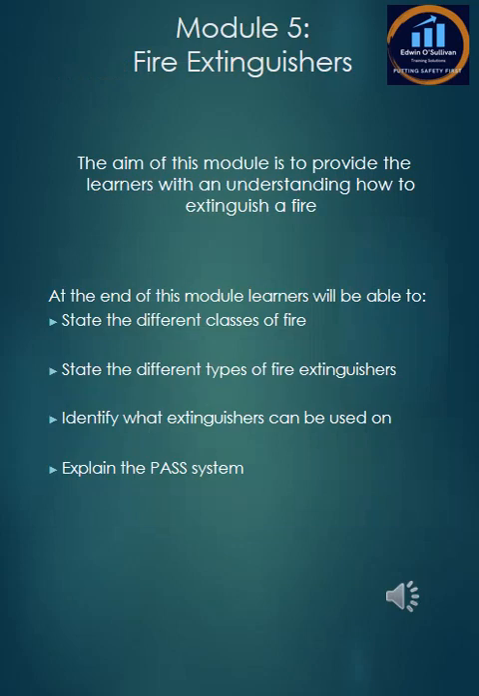Now we'll move on to Module 5, Fire Extinguishers. The aim of this module is to provide the learner with the understanding on how to use a fire extinguisher. At the end of this module, the learner will be able to state the different classes of fire, state the different classes of fire extinguishers, identify what extinguishers can be used on what class of fire, and explain the PASS system in fighting a fire.